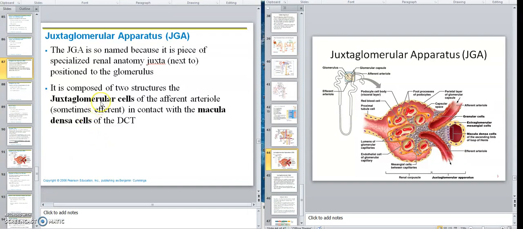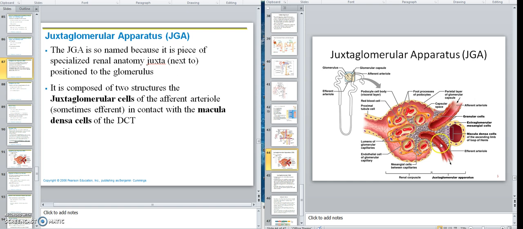All right. The juxtaglomerular apparatus is named that because juxta means next to, positioned next to the glomerulus. It is composed of two structures, the juxtaglomerular cells of the afferent arteriole, and sometimes it's in the efferent, some have both, in contact with the macula densa. So right here, this is the afferent arteriole. Smooth muscle cells called granular cells. A granule, remember, is a stained vesicle. So they have granules in them. These cells secrete renin, what we talked about in the blood vessel chapter.